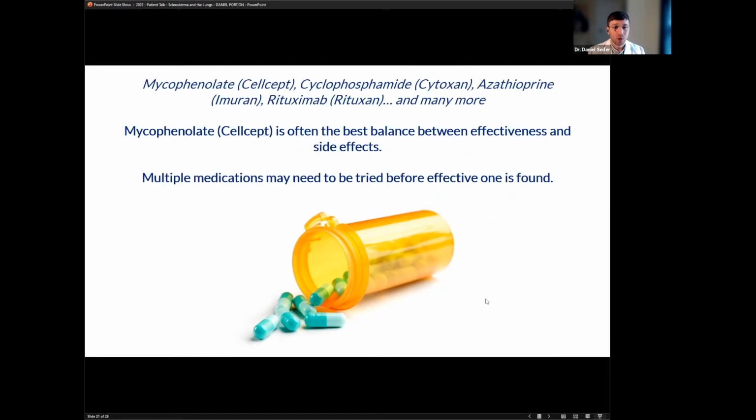Yeah. So of these, just to share this one piece of information, mycophenolate, which is also called Cellcept, is often the best balance between effectiveness and side effects as the first go. But we don't have a way of predicting who that's going to be the best one for and who it isn't going to be. So generally speaking, this is the best first start, but it's not going to be the best first start for everybody. And in many patients, it's not going to be sufficient. So we'd start something like that, and then it won't be enough for the next. So we'll have to swap until we find something that works. So multiple things may have to be tried.